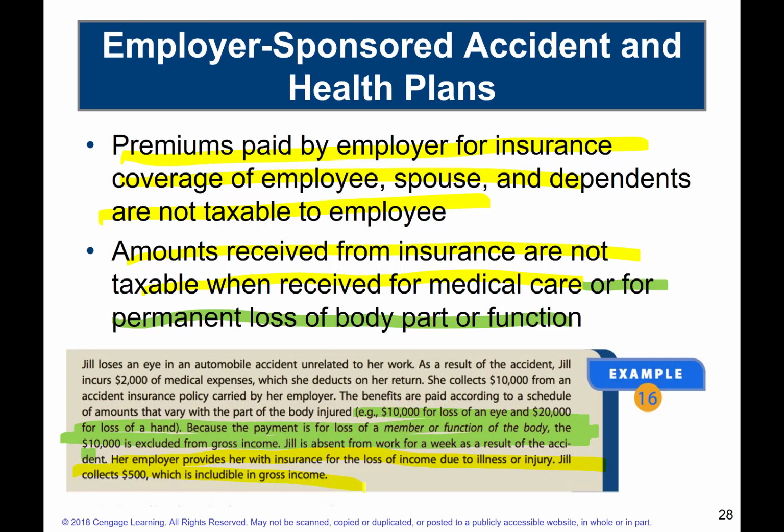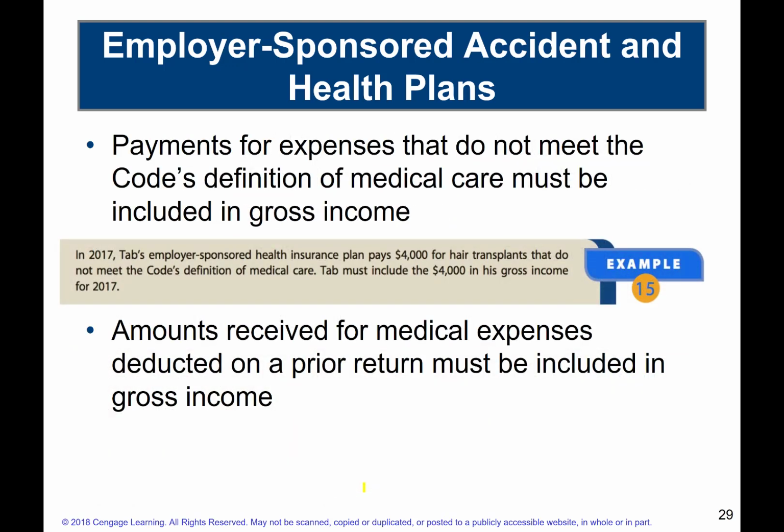Okay, good. Let's take a look at payments for expenses that do not meet the code definition of medical care. Then you have to pay tax on that. So if you have a sponsor-employed health plan that pays for a hair transplant, no, they're not going to do that for you. Basically, they'll pay for medical expenses that can get you back to baseline. So if an employer says we'll do some surgery on you, John, you'll look just like Brad Pitt when you're done, that's going to be taxable, because that's not taking me back to baseline.